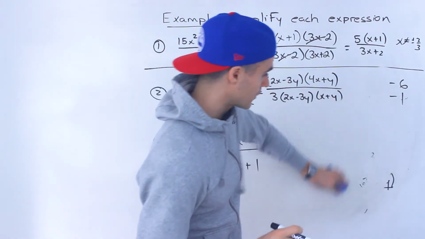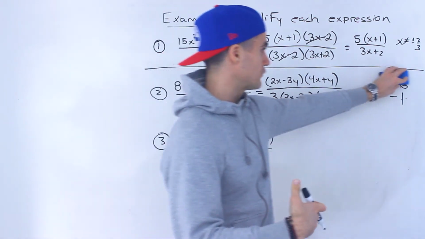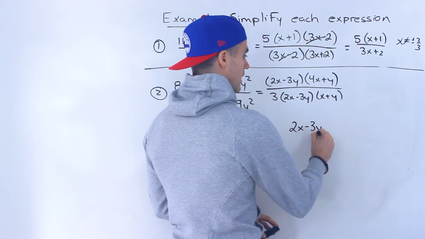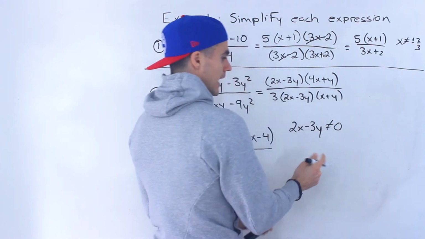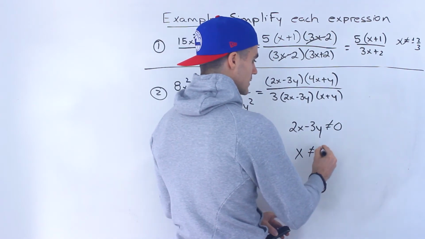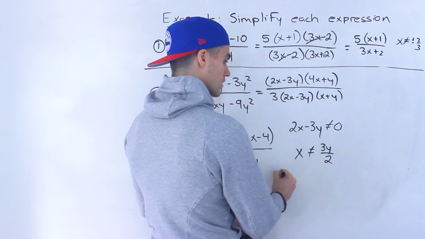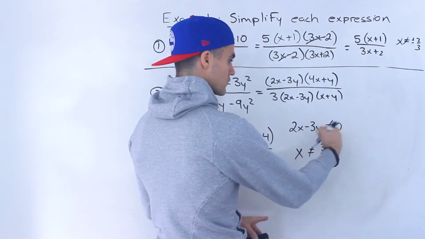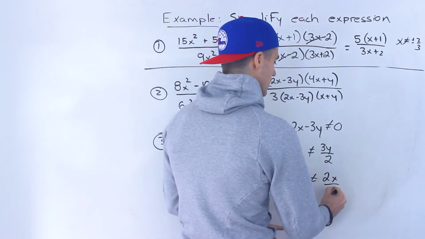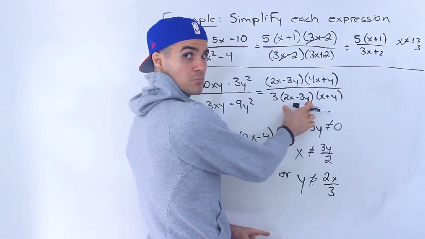And then from here, before we simplify, we want to get the restrictions, right? Remember that step for getting the restrictions comes after the factoring, before the simplifying. So over here, basically 2x minus 3y cannot equal 0. And you want to isolate for the x or y. So if we isolate for the x, basically x cannot equal 3y over 2. Or if we isolate for the y, bring this over, divide by 3, y cannot equal 2x over 3. So either of these work for this bracket over here.